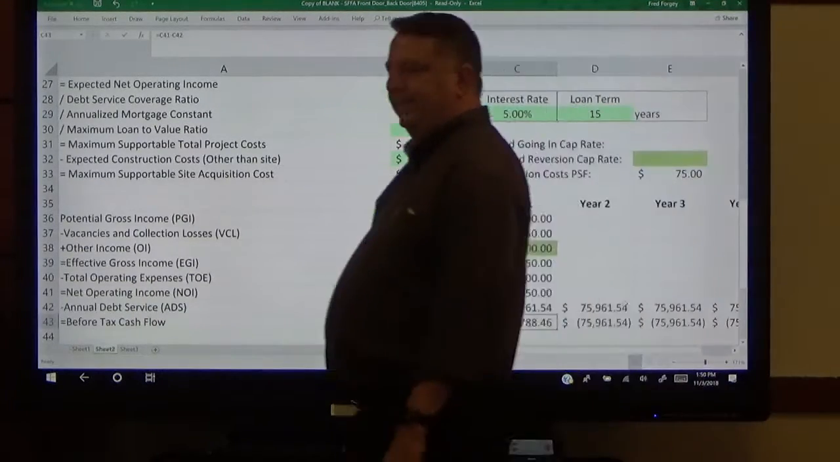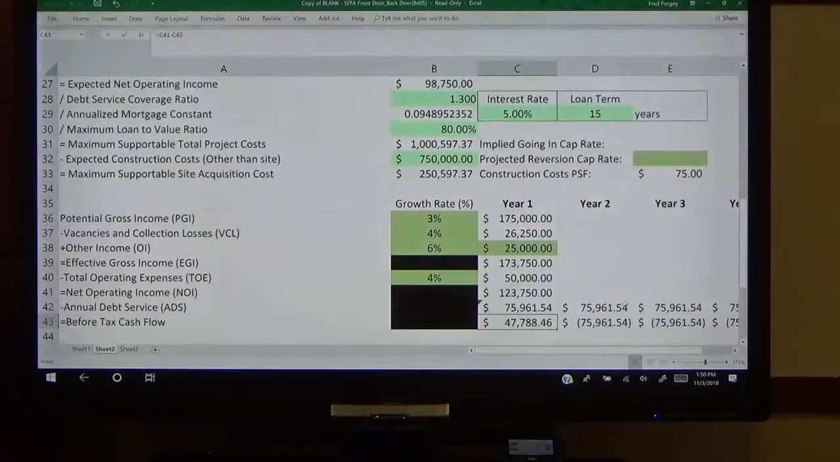Okay? C40. Where's that coming from? It's 50 grand. Net operating? Yeah, it's the 50 bucks. It's not way up there, it's 50.